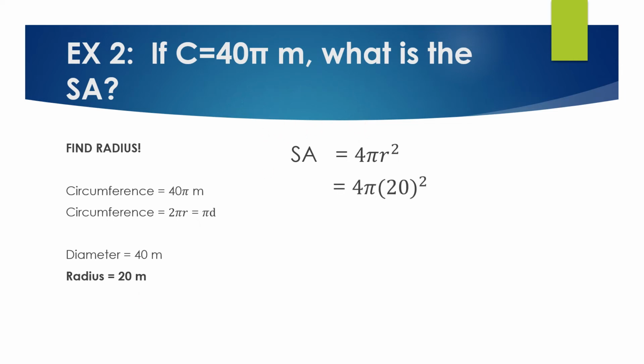So now that I know that my radius is 20 meters, I can just plug it into the formula, 4 pi r squared. 20 squared is 400, and that gives me 1600 pi meters squared. And again, I'm just leaving it in terms of pi.